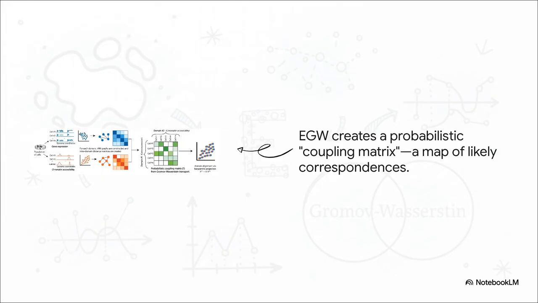And let's bring it all the way back to where we started, back to ourselves. For our single-cell data, EGW gives us this, a probabilistic coupling matrix. It's basically a heat map. What it tells us is that, hey, cell number 1 from our gene expression world is, let's say, 70% likely to be the same as cell number 3 in the chromatin world, and maybe 20% likely to be cell number 4, and so on. It's that soft, fuzzy, beautiful alignment map that we needed all along.